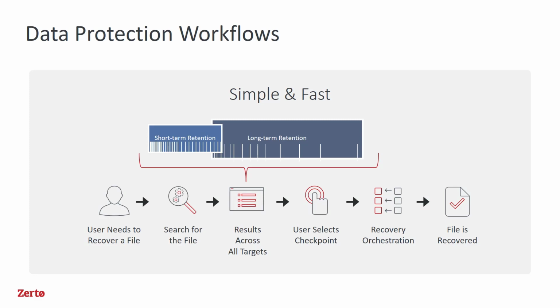So this is just a quick example of how this should work. You need to recover a file. You simply search for the file using index and search. You'll be shown the results across all the targets, across that Elastic journal. You simply select a point in time you want to recover the data from, the recovery orchestration will take place, and the file is recovered. Really simple, really fast.